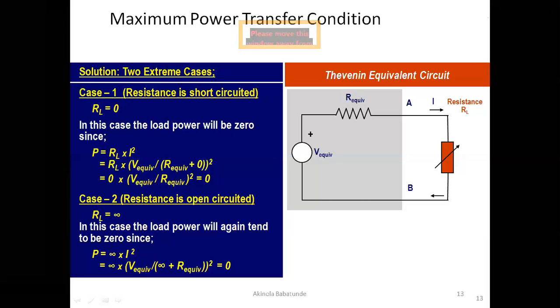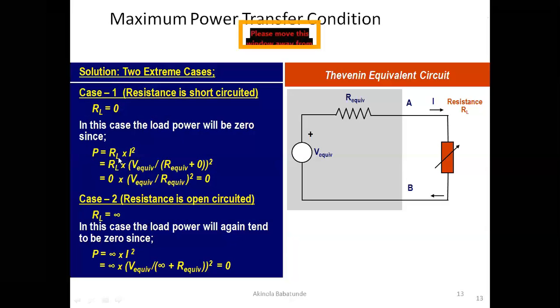From here we can observe two cases. The first case is when the resistance is short-circuited. In that case, RL is 0. When the resistance is short-circuited, it means there is no resistance at all, no hindrance, no load resistance. That allows the maximum amount of current possible to pass through. However, the load power would be 0 in this case. Look at how that happens.